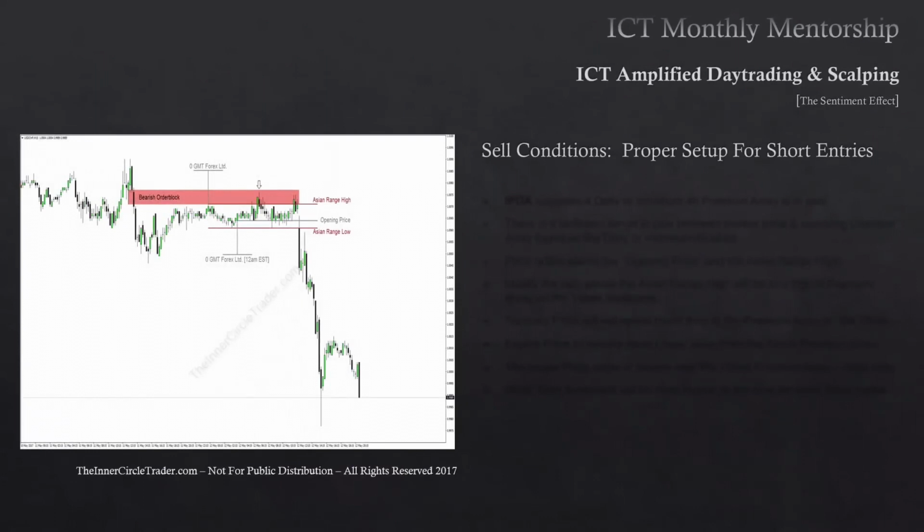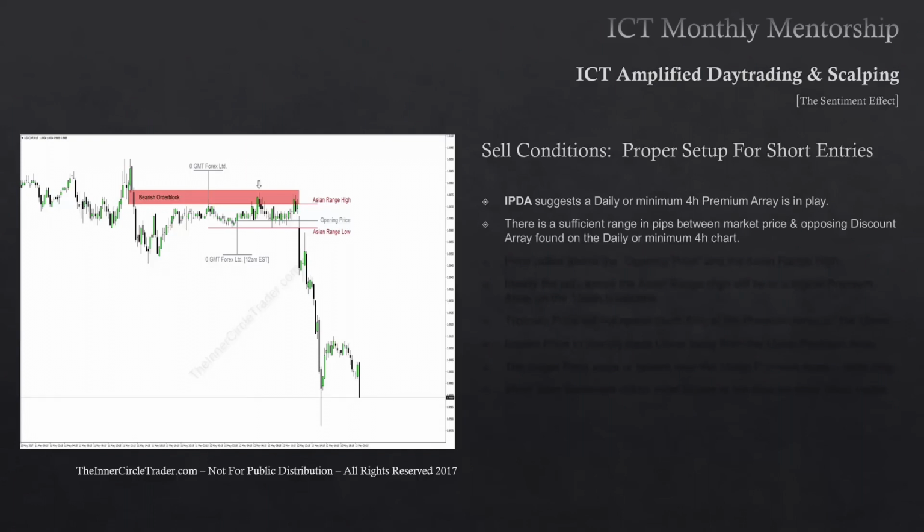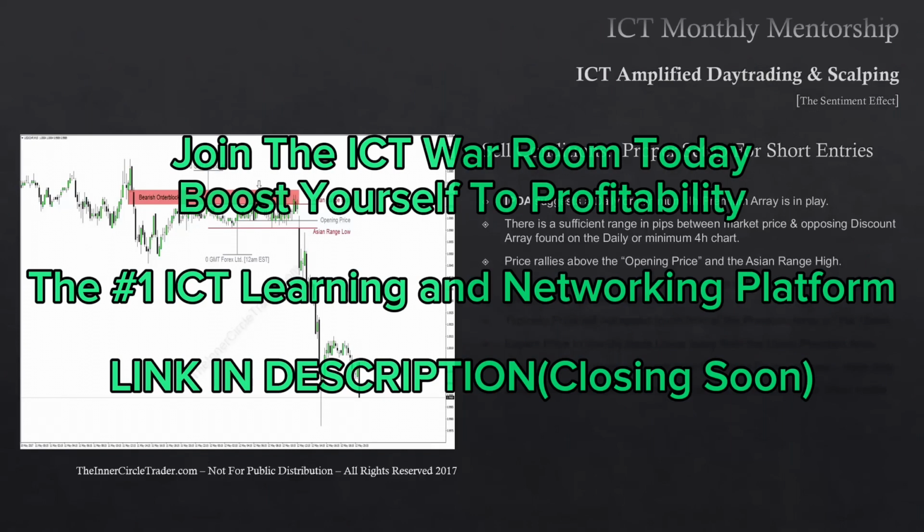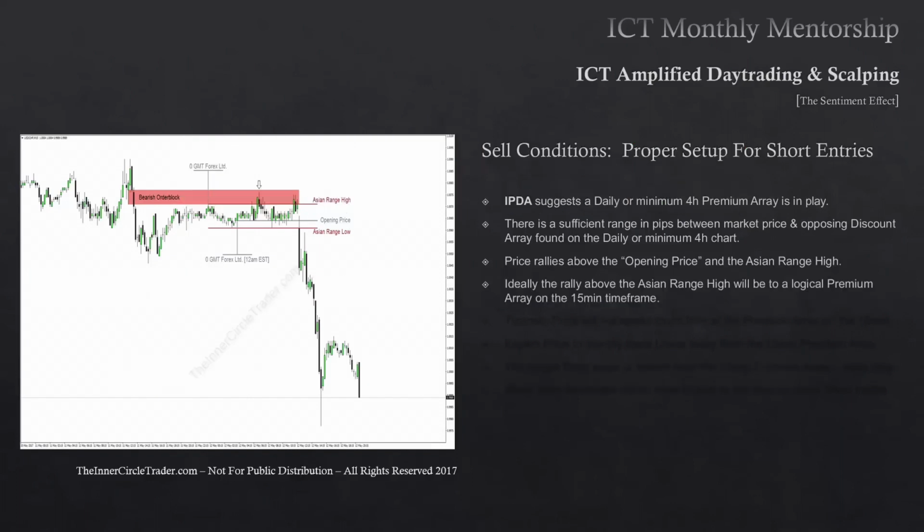Sell conditions, proper setup for short entries. Again, IPTA suggests a daily and or minimum 4-hour premium array is in play. There is a sufficient range in pips between the market price and opposing discount array found on the daily and or minimum 4-hour chart. Price rallies above the opening price in midnight New York candle and the Asian range high. Ideally, the rally above the Asian range high will be to a logical premium array on the 15-minute time frame.